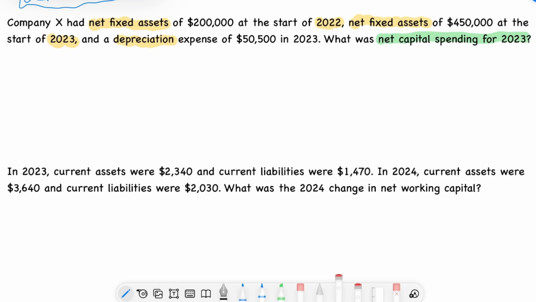We have an equation for net capital spending, and that is going to be net capital spending equals ending net fixed assets minus beginning net fixed assets plus our depreciation.